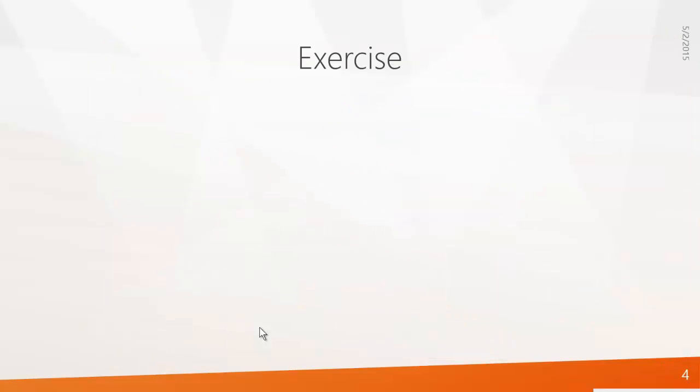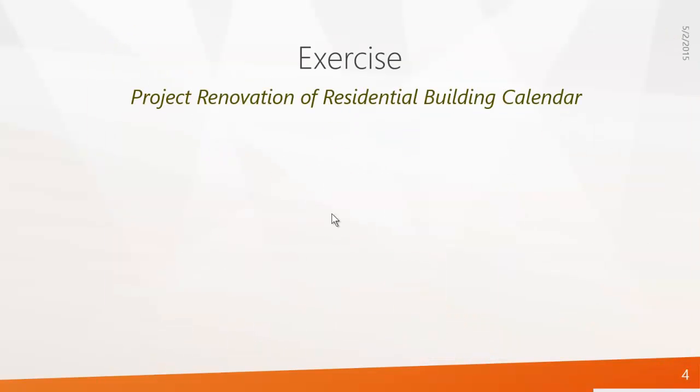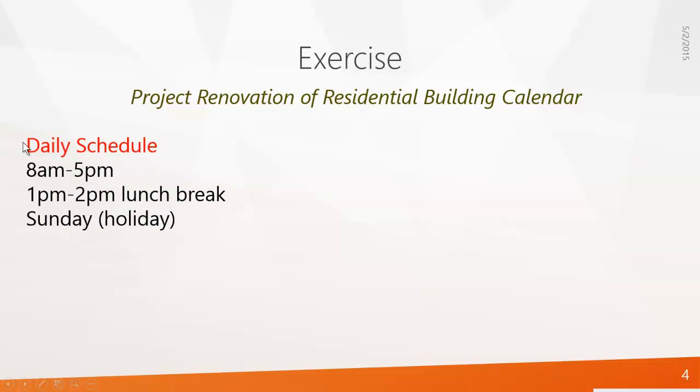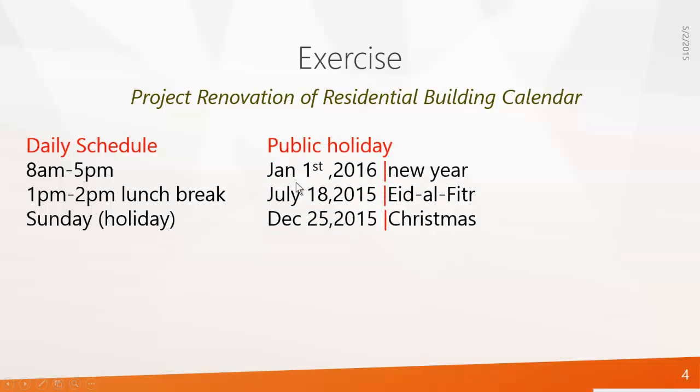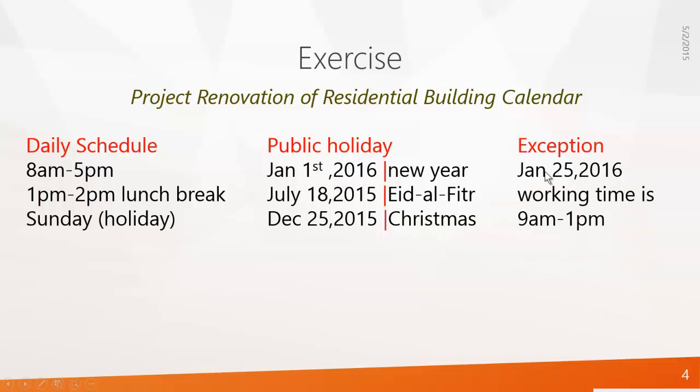Now let's see an exercise calendar. I'm going to name it Project Renovation of Residential Building Calendar. This project will run on a daily schedule that starts at 8 a.m. and finishes by 5 p.m., with a lunch break from 1 p.m. to 2 p.m., and every Sunday is a holiday. There are another three public holidays: January 1st, New Year; July 18, 2015, Eid al-Fitr; and December 25, 2015, Christmas. And there is one exception date on January 25, where the project will work only from 9 a.m. to 1 p.m.